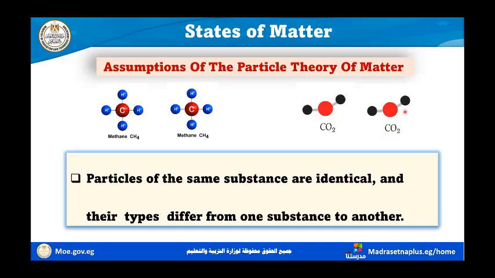So they are similar in the same substance, but if we compare methane and carbon dioxide, they will be different. Particles of the same substance are identical, but their types differ from one substance to another. So the particles are different from methane to carbon dioxide, but in carbon dioxide, particles are all the same. Methane particles are all the same, and so on.